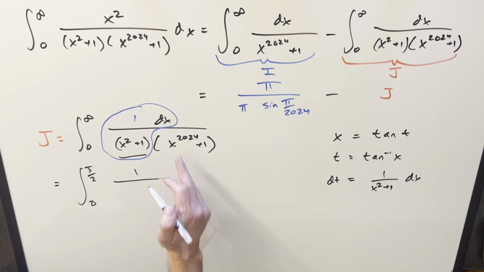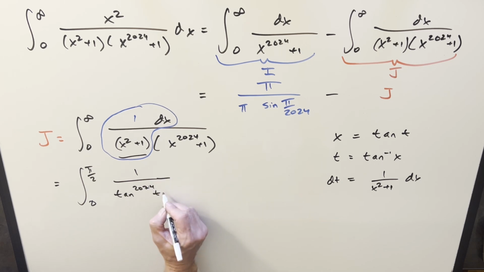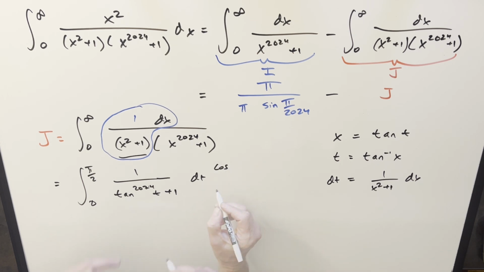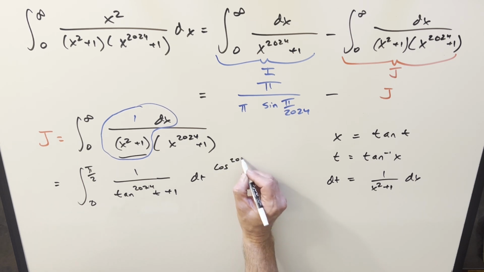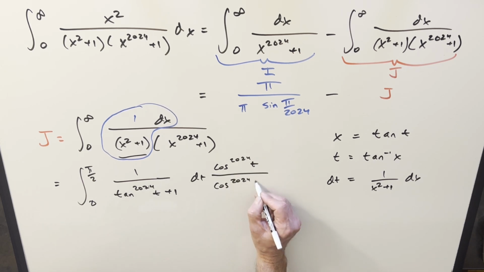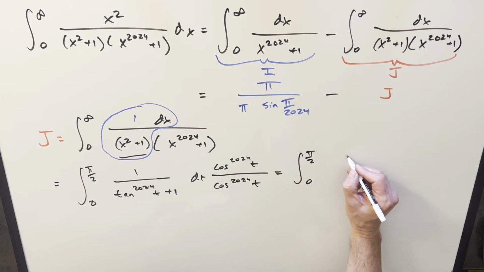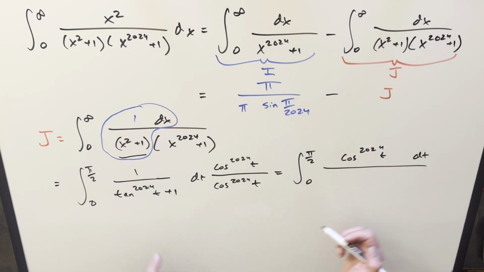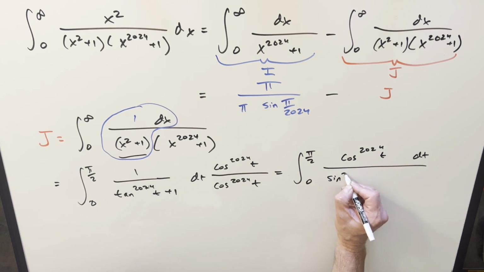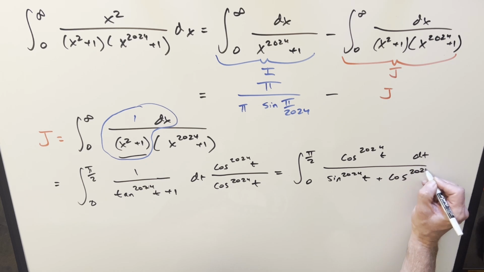Then let's kind of create a 1. This here is going to become tangent 2024 of t plus 1 dt. But now, kind of an optional step, let's multiply in. I'd prefer to get this into sines and cosines, but you don't really need to, but we can multiply in cosine 2024t over cosine 2024t. That way we're just multiplying by 1. When I multiply in and we rewrite it, the whole numerator just becomes cosine 2024. In the denominator, tangent's just sine over cosine, so the cosines cancel and we end up with sine 2024t, and then this is just going to become cosine 2024t.